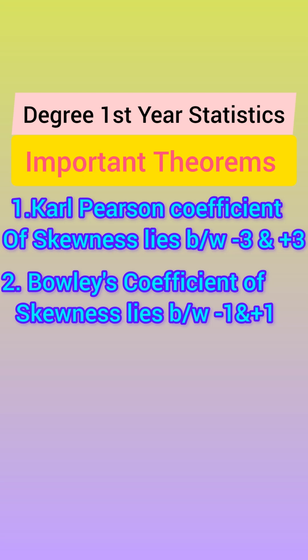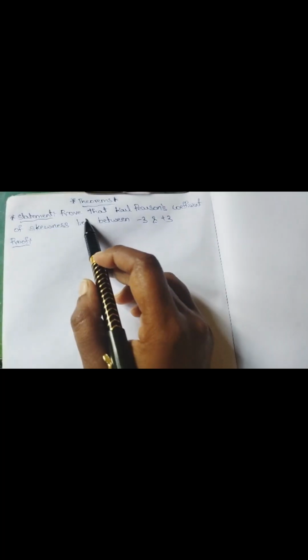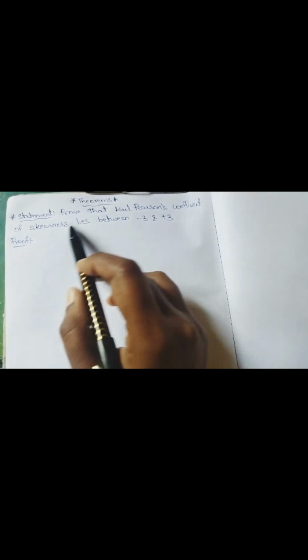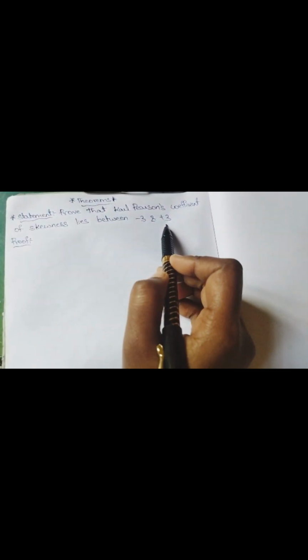In this video we are going to see two important theorems in semester 1 statistics: Karl Pearson's quotient of skewness and Bowley's quotient of skewness based theorems, which you can expect for long answers. So here we have an important theorem: prove that Karl Pearson's quotient of skewness lies between -3 and +3.